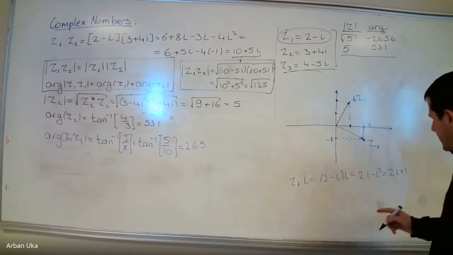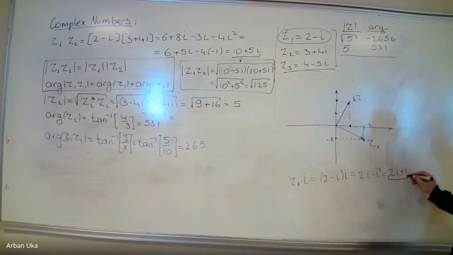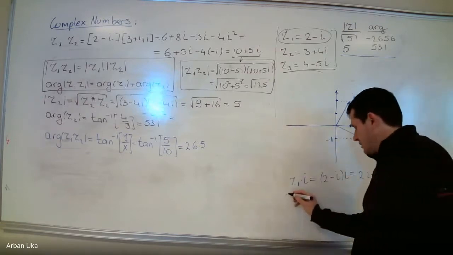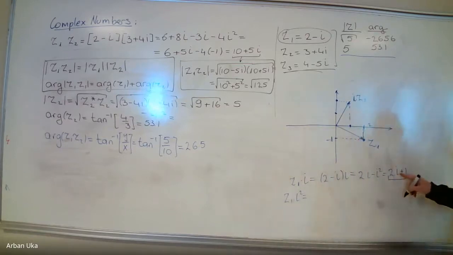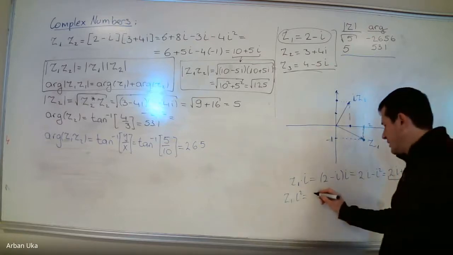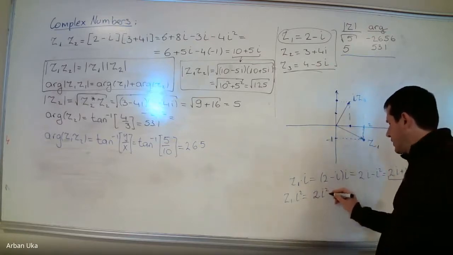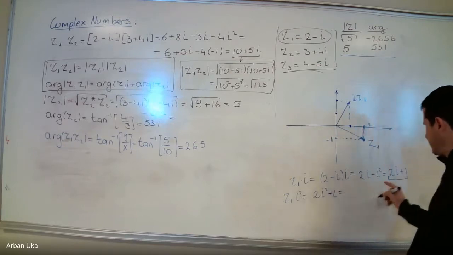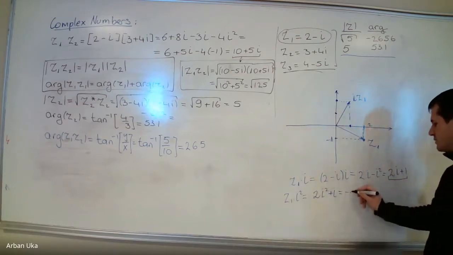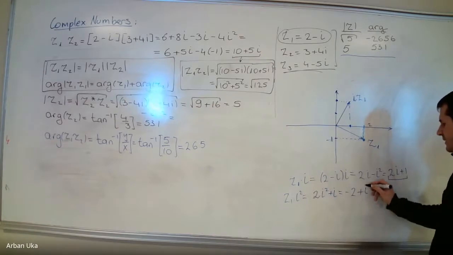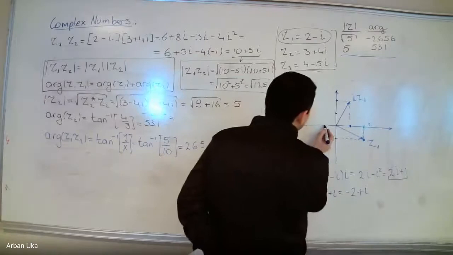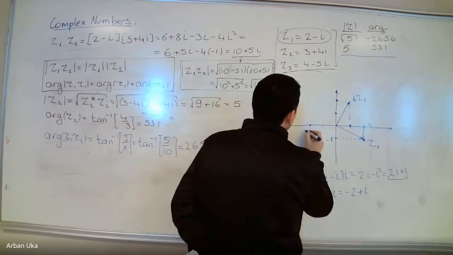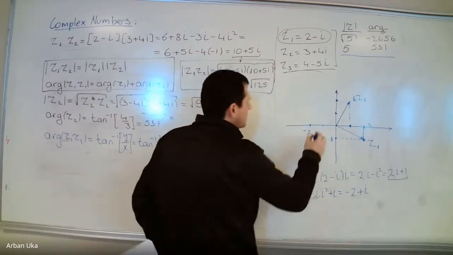Let's multiply by i again. So let's multiply this number by i. So we get z1 times i squared. If we multiply this by i, we get 2i squared plus i, right? And 2i squared is minus 2, so minus 2 plus i. So what is the real part of this number? The real part is minus 2. So here we get minus 2, and the imaginary part is i.